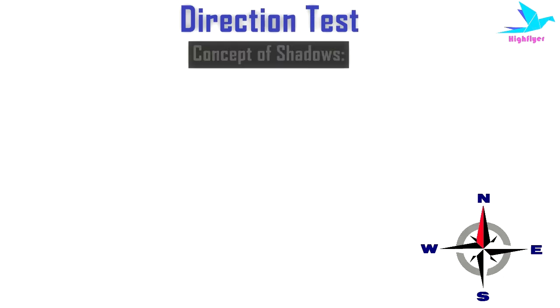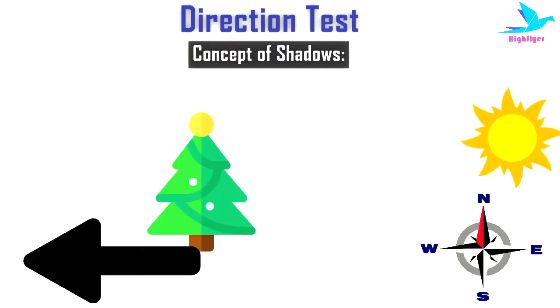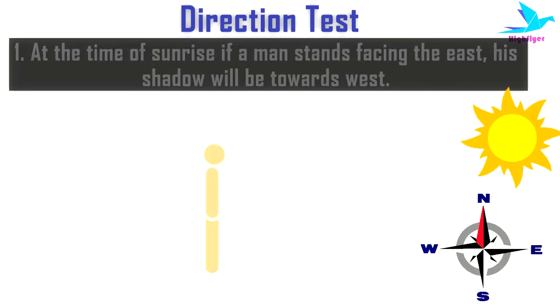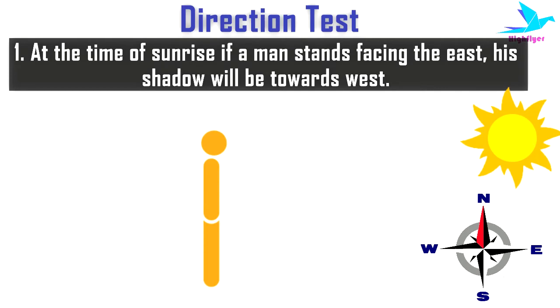Now let's understand the concept of shadows with respect to sunrise and sunset. One thing you should keep in note is that the direction of the shadow of an object is always opposite to the direction of the source of light. So, at the time of sunrise, if a man stands facing the east, his shadow will be towards the west, because the sun rises from the east and the shadow will be in the opposite direction, that is towards the west.